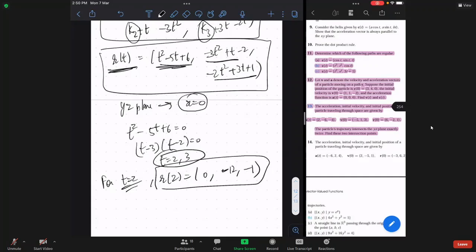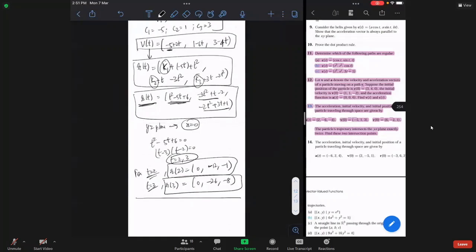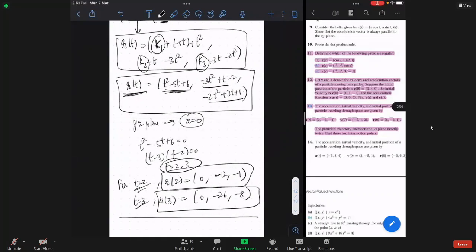They're asking us to find 2 coordinates. So at t equal to 3, let's see what r of 3 is. R of 3 is 0. For the second term, t equal to 3 is 9 minus 27 plus 3, which is minus 24, minus 2, so minus 26. And then here at t equal to 3, it's going to be 9 minus 18 plus 9, which is 0, plus 1, which is 1. So these are the two intersection points with the YZ plane, if you follow this particular trajectory or path.